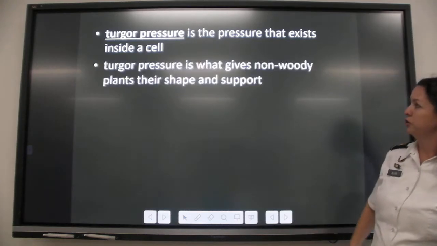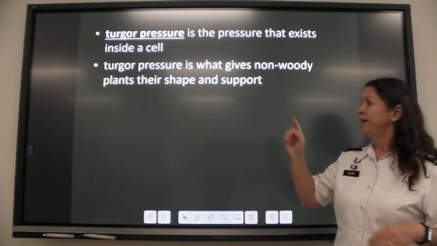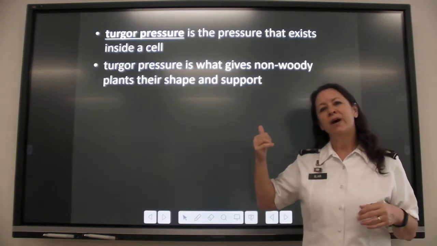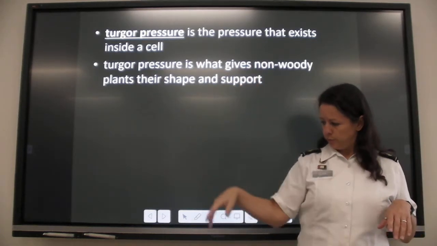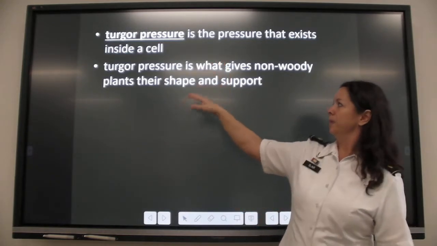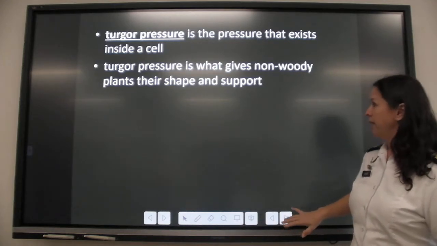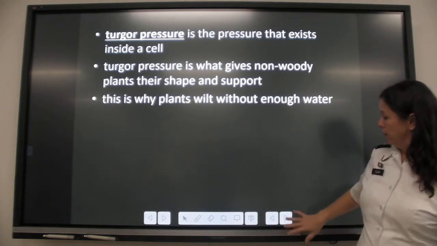That's the turgor pressure. Now, it's what gives non-woody plants their shape and support. So this is why if you don't give your plants water, they droop. But once you put water in them, they perk back up. It holds them up because it's pumping up the cells.